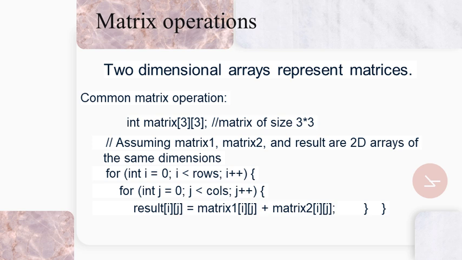Two for loops are used, where one for loop traverses through rows and the other for loop traverses through columns. On each row, the column values are added together and stored in the resulting array. So finally we get a single matrix with the sum of the two matrix values.